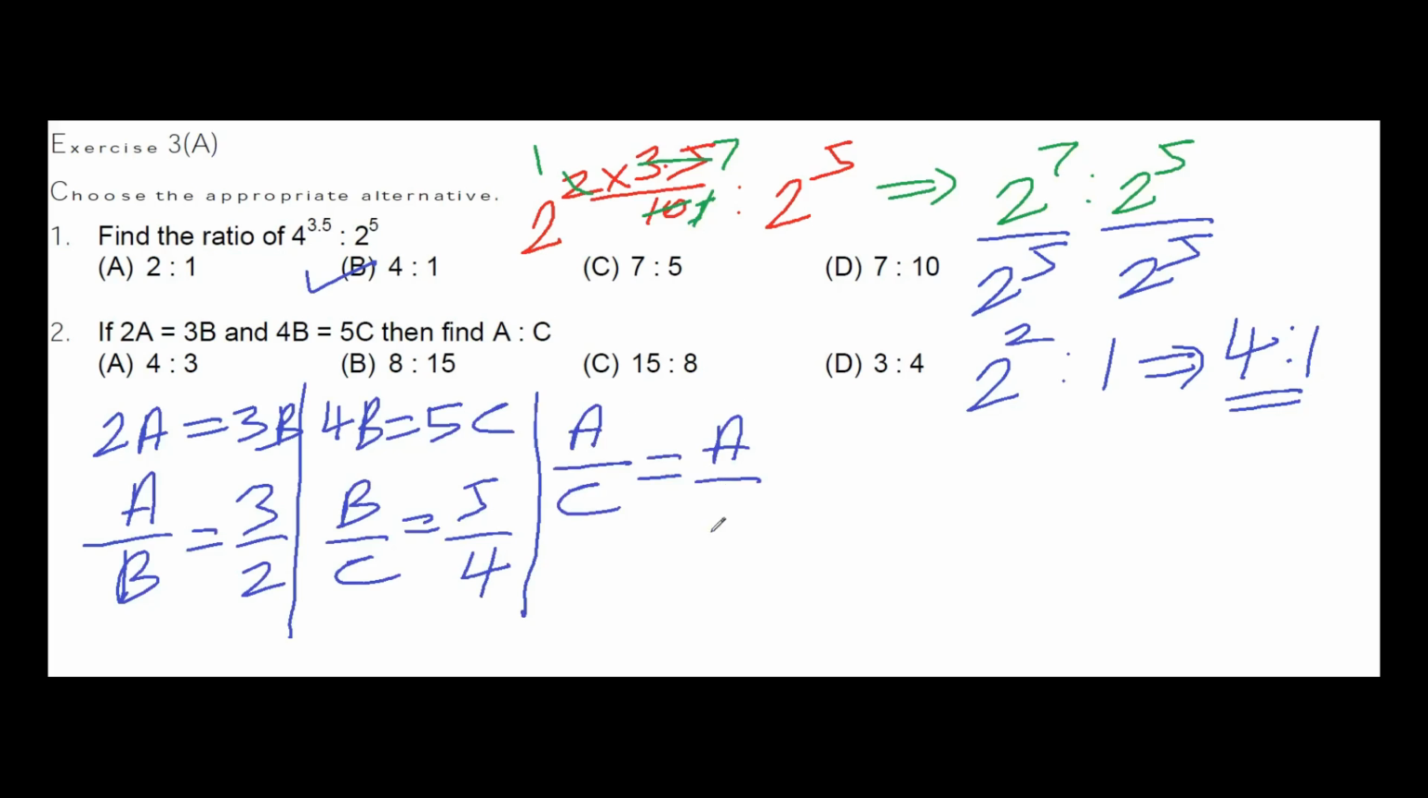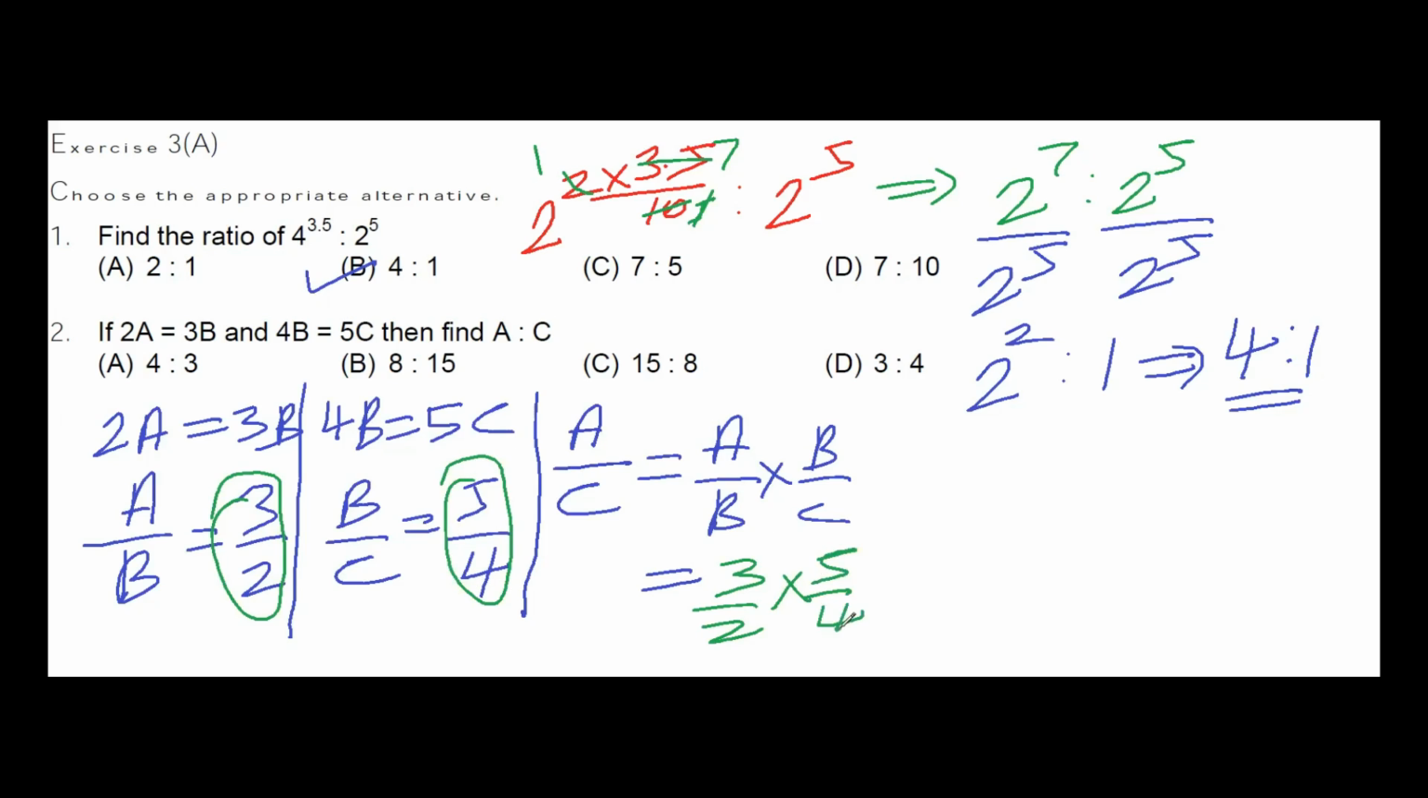A is to c. It means I need to find a divided by c. So I can write this as a by b into b by c. What is my a by b? This is my a by b, that is 3 by 2. And what is my b by c? This is my b by c, that is 5 by 4. So 5 threes are 15 and 4 twos are 8. So I will get 15 is to 8. C is the answer. This was very easy.